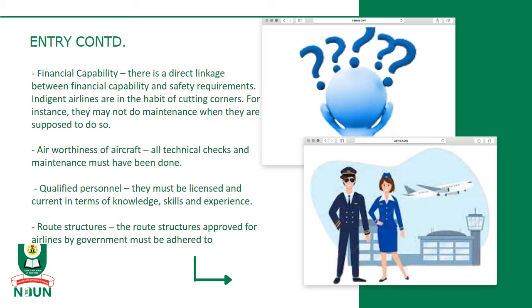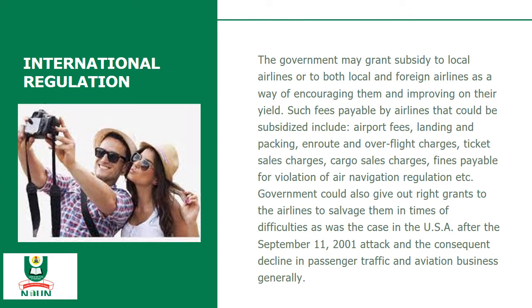Airworthiness. Airworthiness of the craft is another area: technical checks and maintenance must be done and put into consideration before a license is given. The qualified personnel. The qualified personnel must be licensed persons with knowledge, skill, and experience. And the route structures. The route structures approved for airlines by the government must be adhered to. The government may grant subsidy to local airlines or to both local and foreign airlines as a way of encouraging them and improving on their yield.